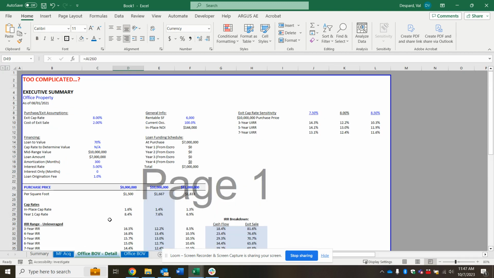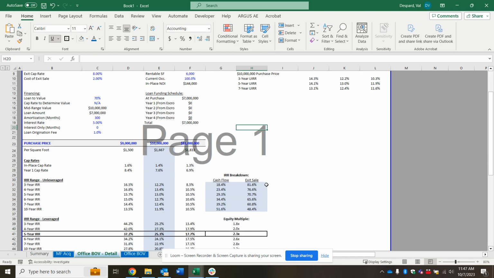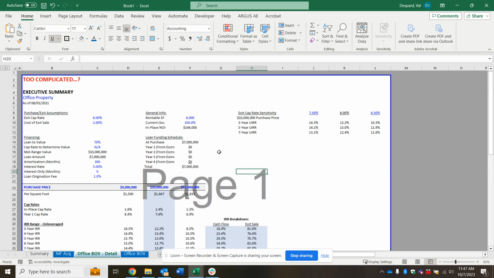Here, let's say you're a broker and you're selling an office building. This may be a little bit too complicated. It's got a lot of data on it. It's good data. It's pulling from your model. But you don't know where to look. You don't know what the story is for this investment.